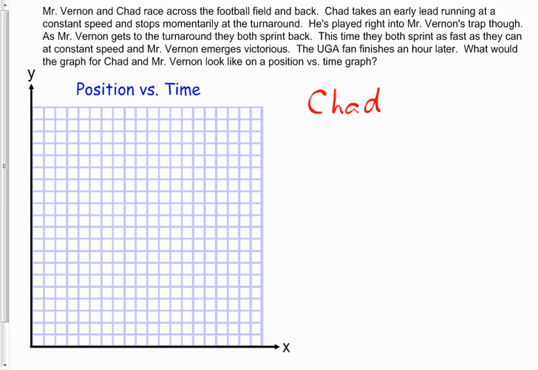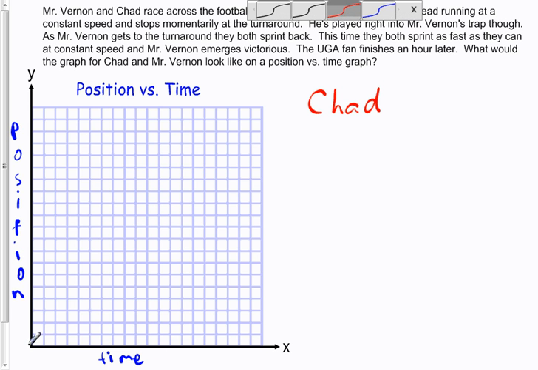First we want to label our graph. Almost forgot that. So we're going to say position versus time. Okay, so they both start at the beginning, which we're going to count as right here. Okay? So Chad goes pretty quickly. So he's covering a large amount of position in a small amount of time.